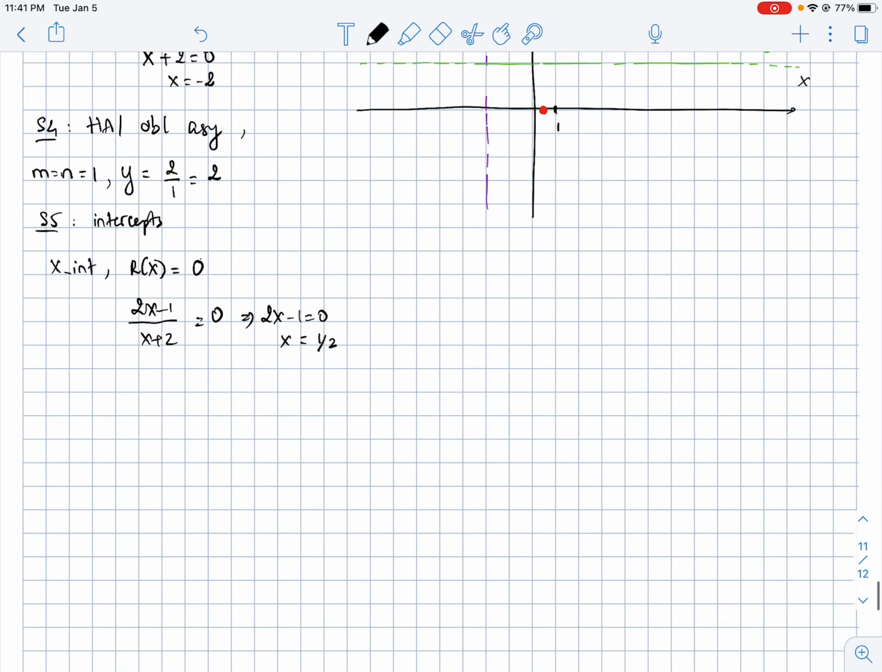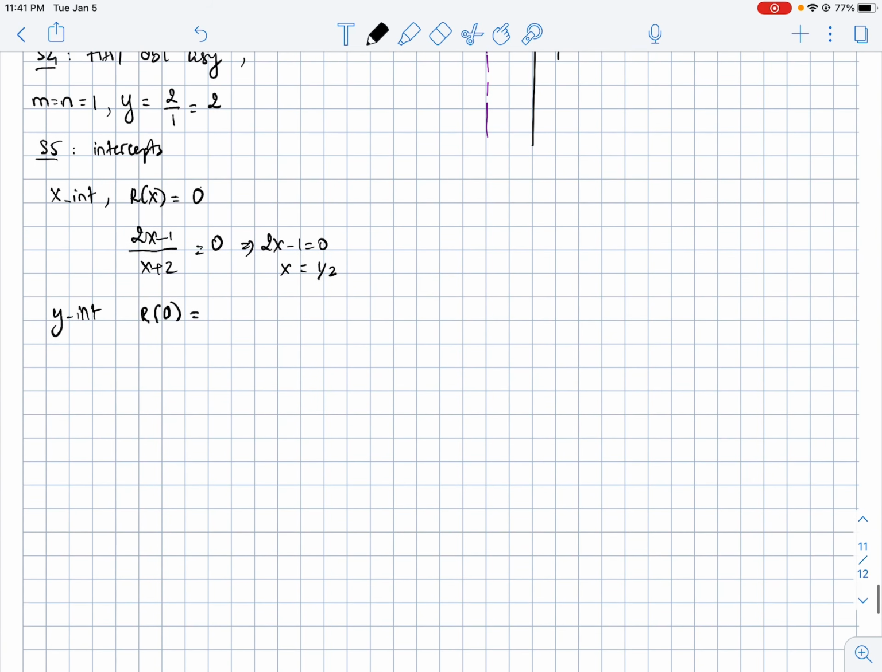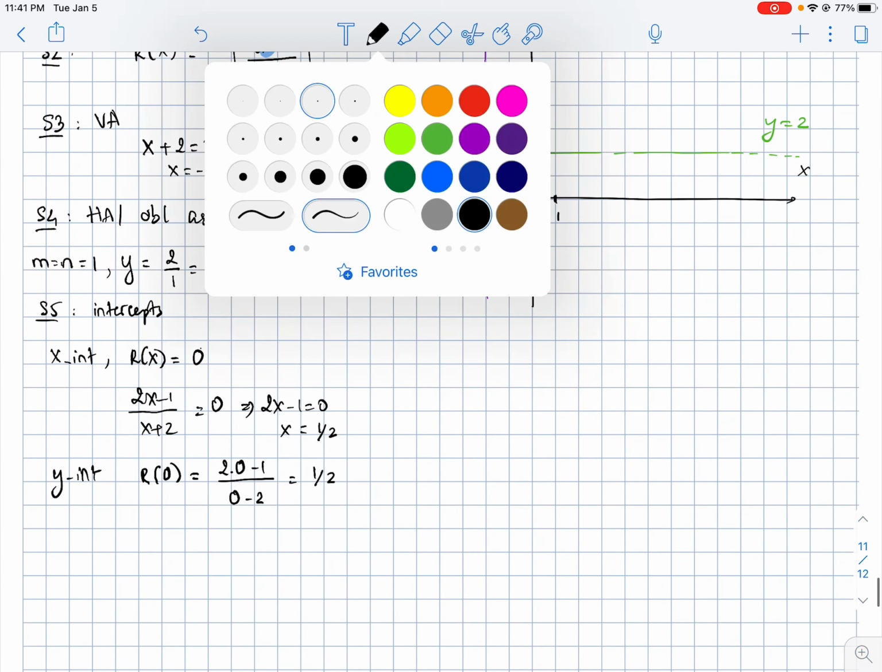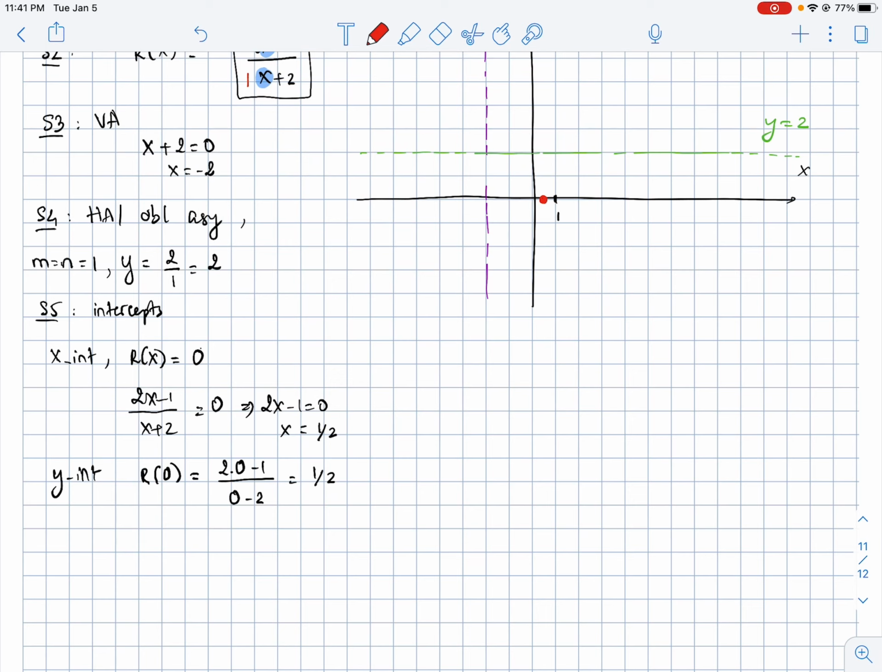And then we find the y-intercept. We will let x equal to 0 and we input that 0 into the function. We have 2 times 0 minus 1 divided by 0 plus 2. The denominator is 0 plus 2, so the answer is negative 1/2. It's not positive 1/2.